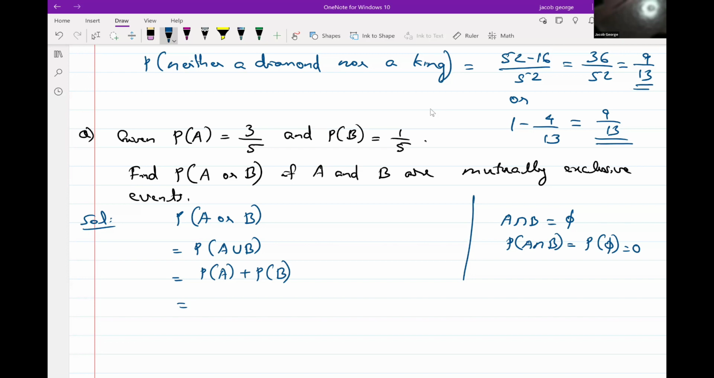Actually, the formula is P of A plus P of B minus P of A intersection B. So that P of A intersection B will become 0. So this is 3 by 5 plus 1 by 5. What is the answer? 4 by 5 is the answer. Clear? Answer is 4 by 5.